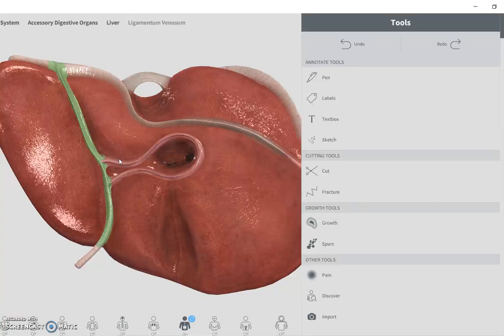The last one is this one, the round ligament. This round ligament is the remnant of the fetal umbilical vein which degenerates into this fibrous tissue after birth. It is also known as the ligamentum teres, in which teres means round.